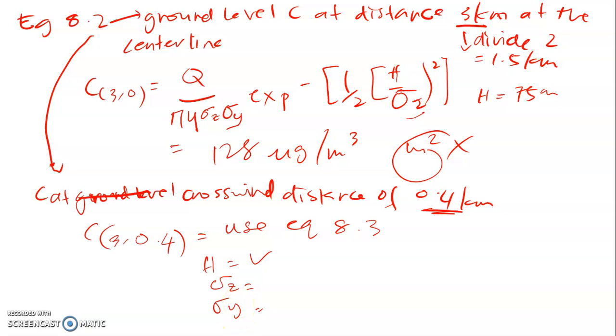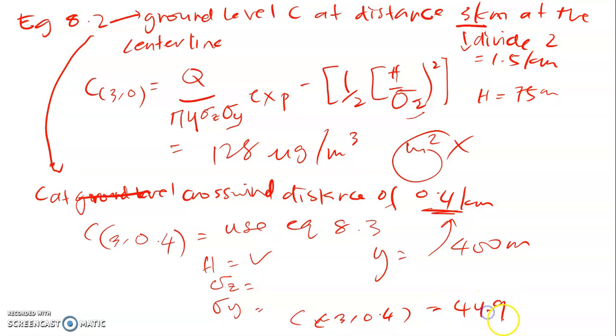So what is the value of y? Y is actually 0.4 kilometers, so it equals 400 meters. You insert everything into the equation, and then you get C at 3, 0.4 as 44.9 micrograms per meter cube.